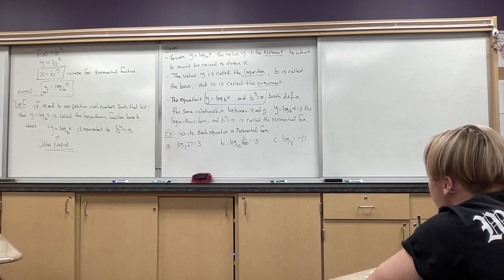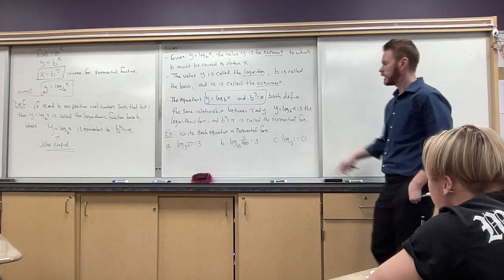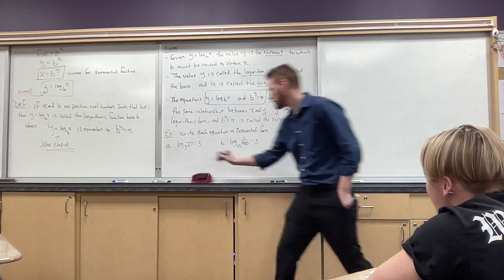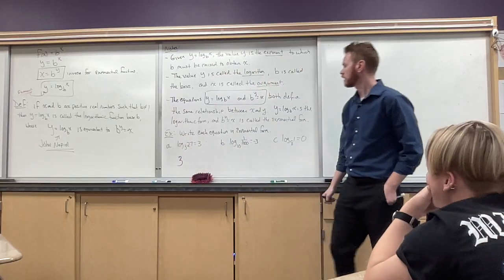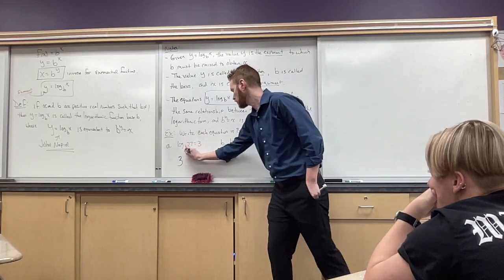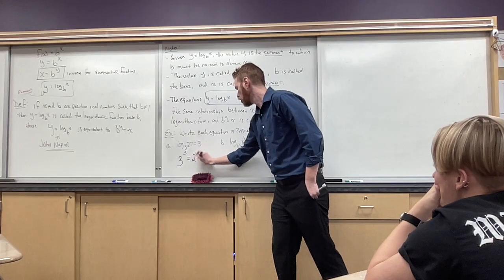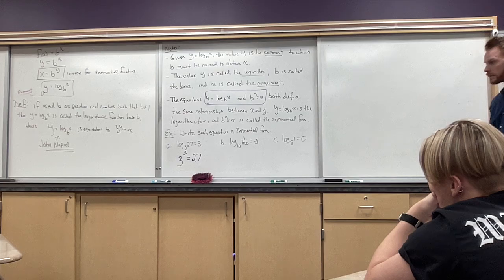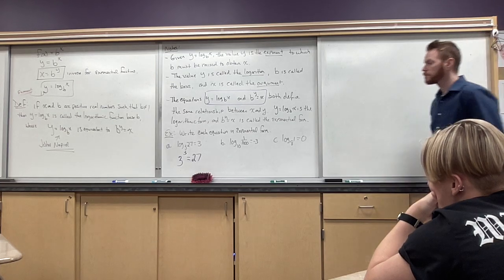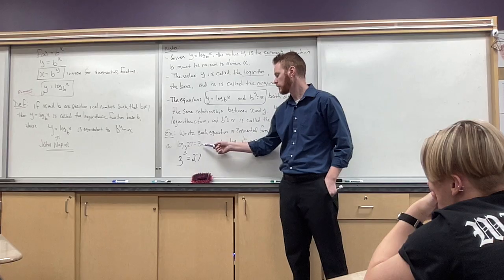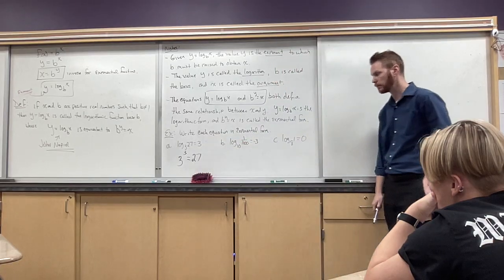So looking at part A, looking at the exponential, b is the base. So what was our base in this? It's going to be a 3. Y is the exponent, so that's going to be 3 over here. And then the argument is what it's equal to. So 3 to the third equals 27. That's what that logarithm is telling us. So what power do I raise 3 to get 27? The answer is 3. That's how you read it.